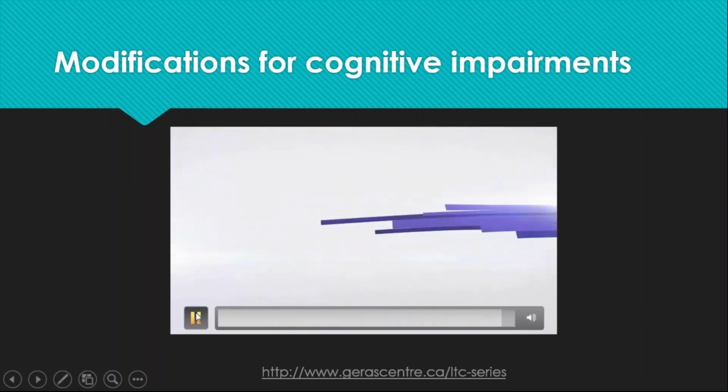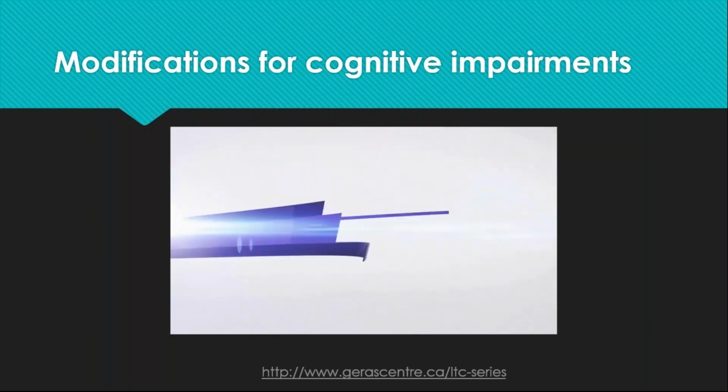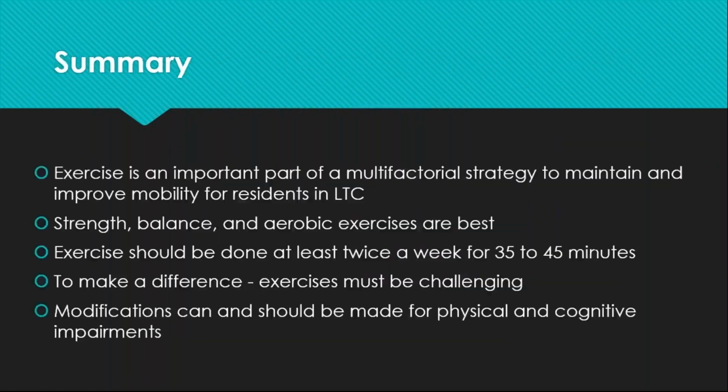All right, so to summarize what we've been talking about for the last 45 minutes or so, exercise is part of a multifactorial strategy that can help maintain or improve mobility for residents in long-term care. Strength, balance, and aerobic exercises are the best ones, and they're going to help the most. And exercise should be done at least twice a week for 35 to 45 minutes, and that new study might even suggest more like an hour might be better.